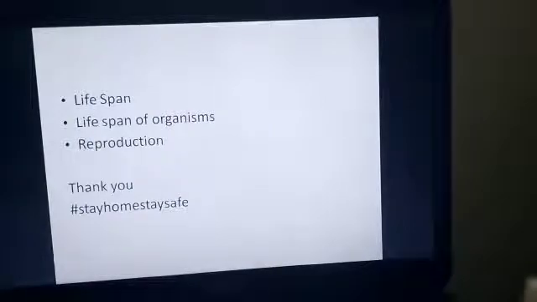So in this module, what we have seen is what is lifespan. We have seen the lifespan of a few organisms. We have seen the definition of reproduction.